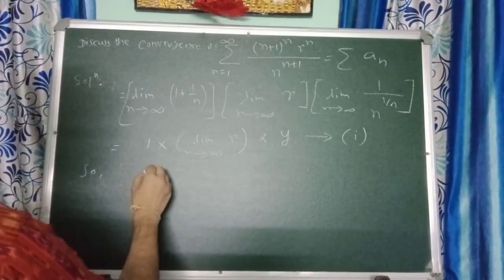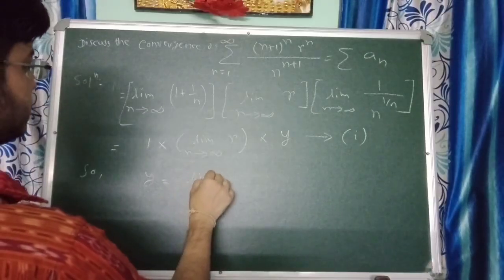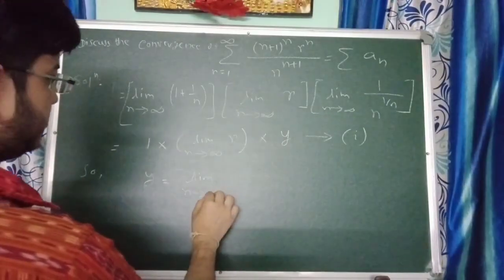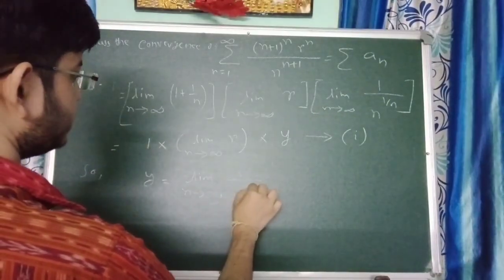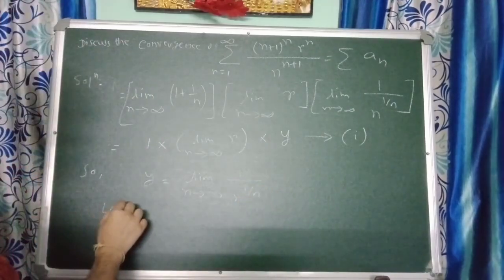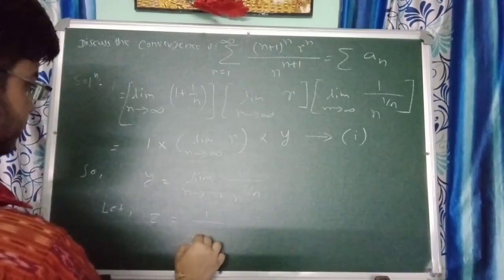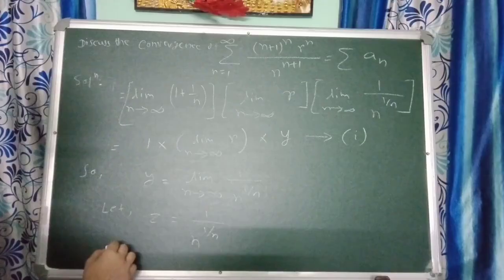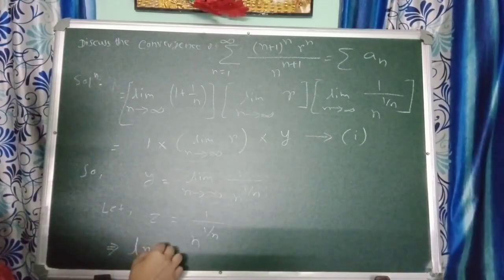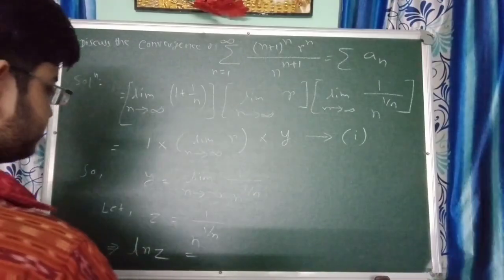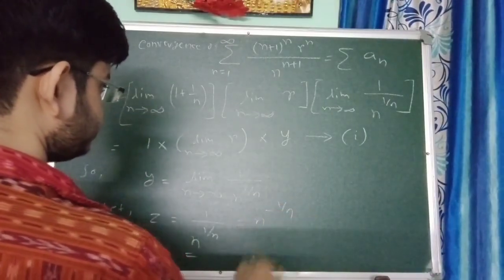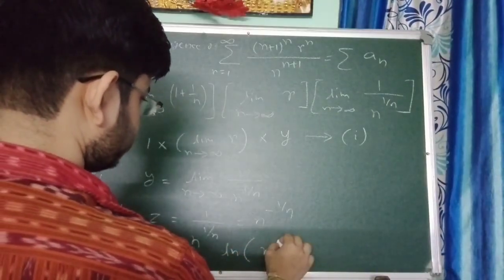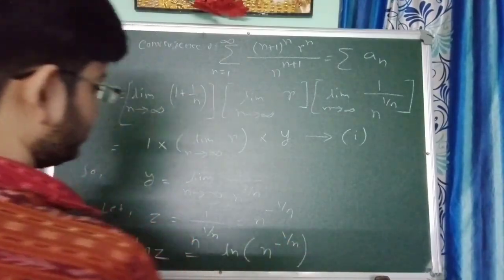So we assume y equals limit n tending to infinity of 1 divided by n to the power 1 by n. Now let z equals 1 by n to the power 1 by n. So taking natural log on both sides, we have log z equals log of n to the power minus 1 by n.